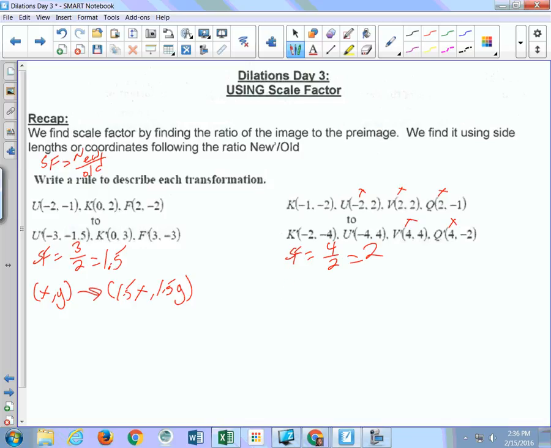So we write our equation: x, y arrow 2x, 2y. Okay, so just remember, you always find your scale factor before you write the rule.